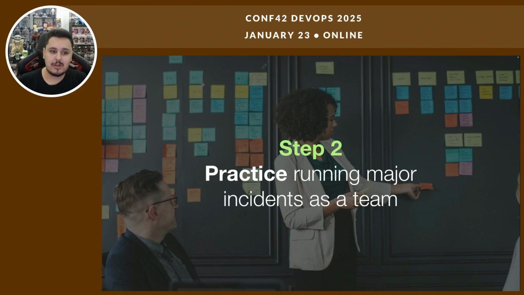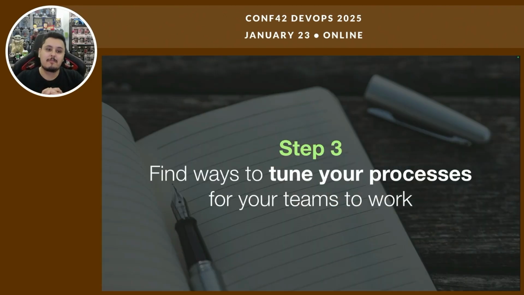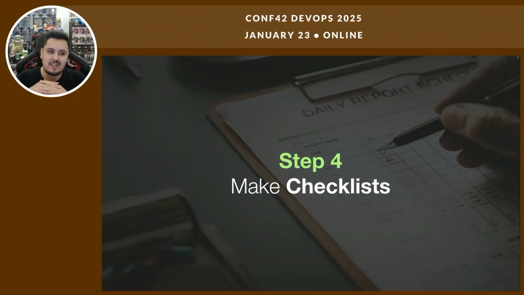Make sure you find a process that works for you. A tip on how to get started: what would you do on an incident case? You should start evaluating that first, and then you can practice around that. Step 3. You should make sure that you find ways to tune your processes for your teams to work. Here you are looking for process improvements, stakeholder expectations, disruptions, and stuff that might trickle down to the responders or rise up to stakeholders. Step 4, make checklists.